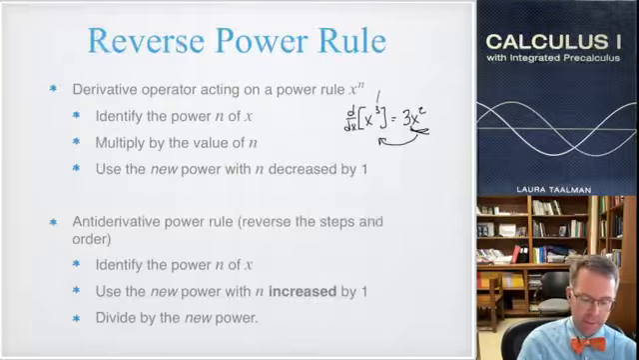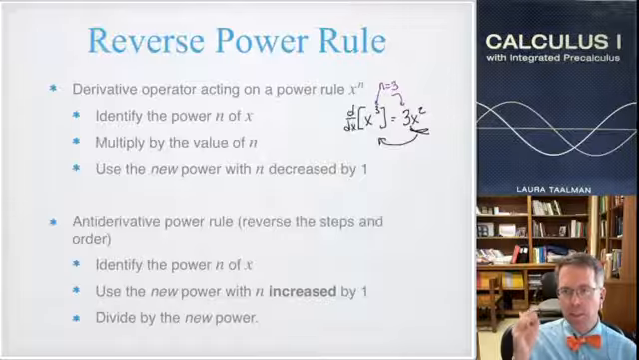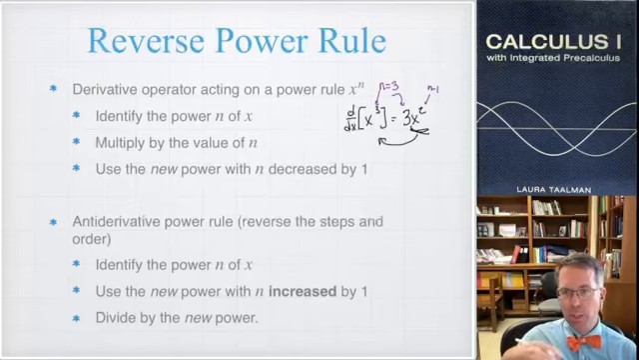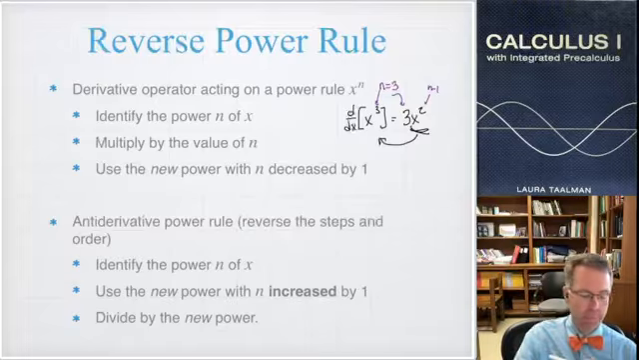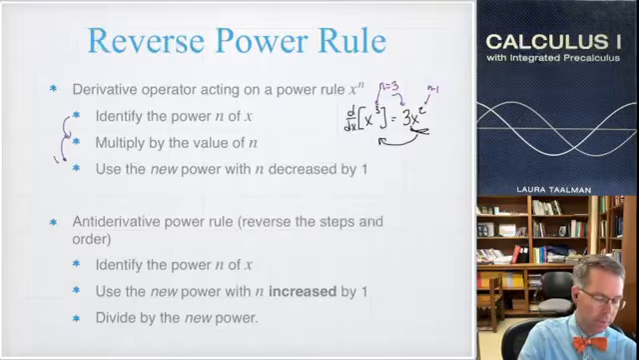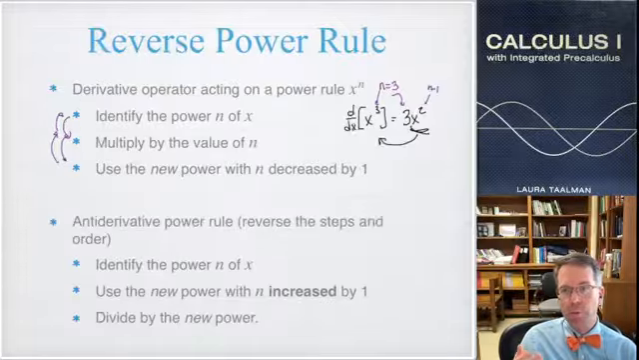So notice what we did. We identified a power, n equals 3. And we used that power as the constant, which is multiplying by x, which has a power that went down by 1. And so if I want to do an antiderivative, I need to reverse those steps. And because I need to reverse the steps, I'm going to have to undo it by going in the reverse order. So I'm going to identify a power.